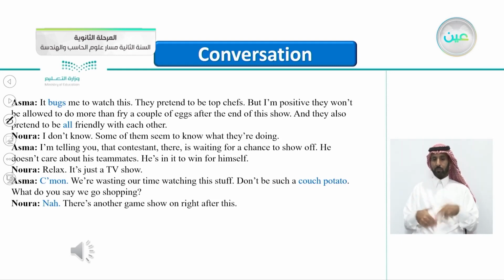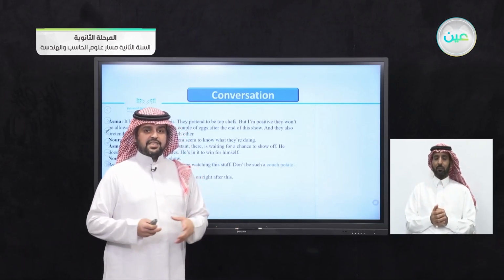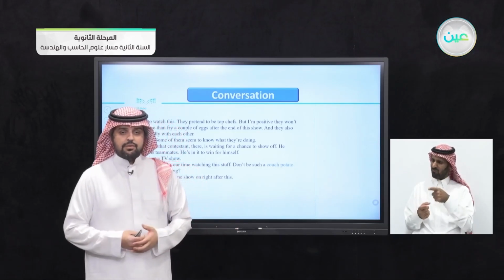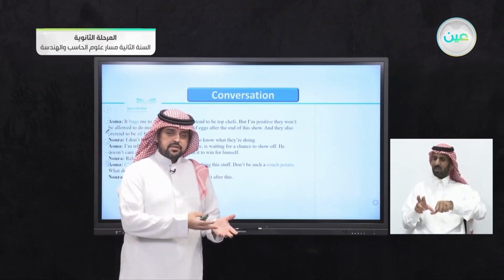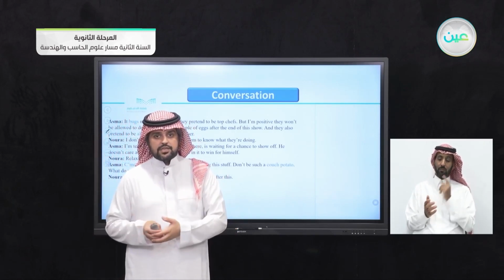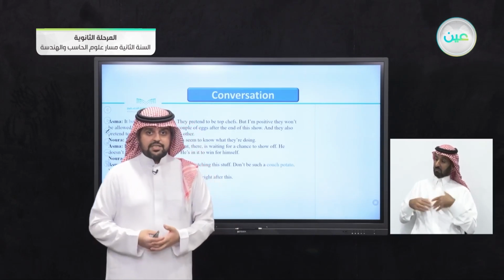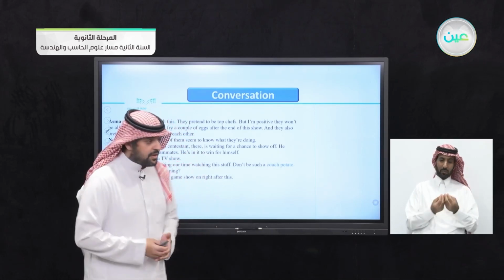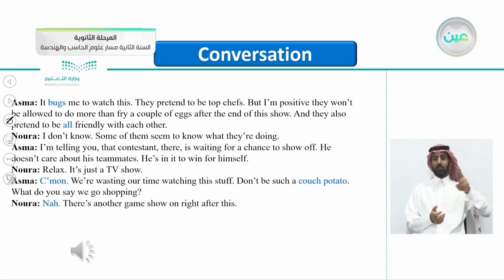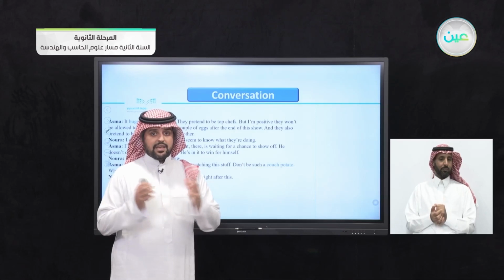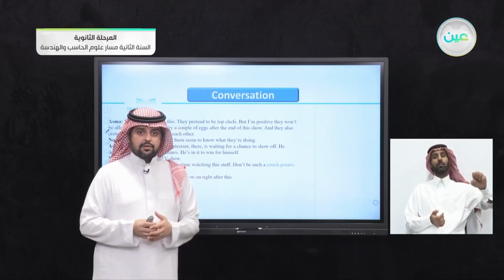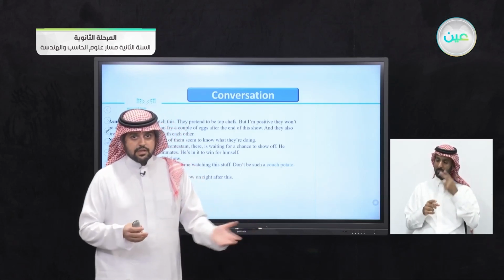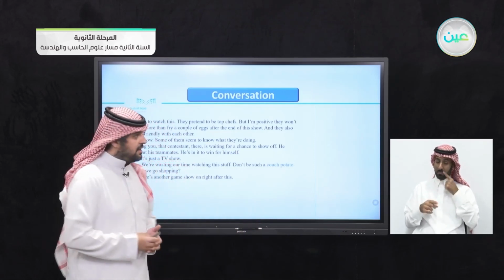So we notice that Asma doesn't like the show and she starts to criticize it, that the chef puts flowers on meat, that the other chef is trying to be a show-off. She's trying to get Noura to go out with her. But Noura finally replied, nah, there's another game show on right after this. So, of course, Asma behaved in a wrong way. If your friend likes a show, just leave him to it, then come back later.